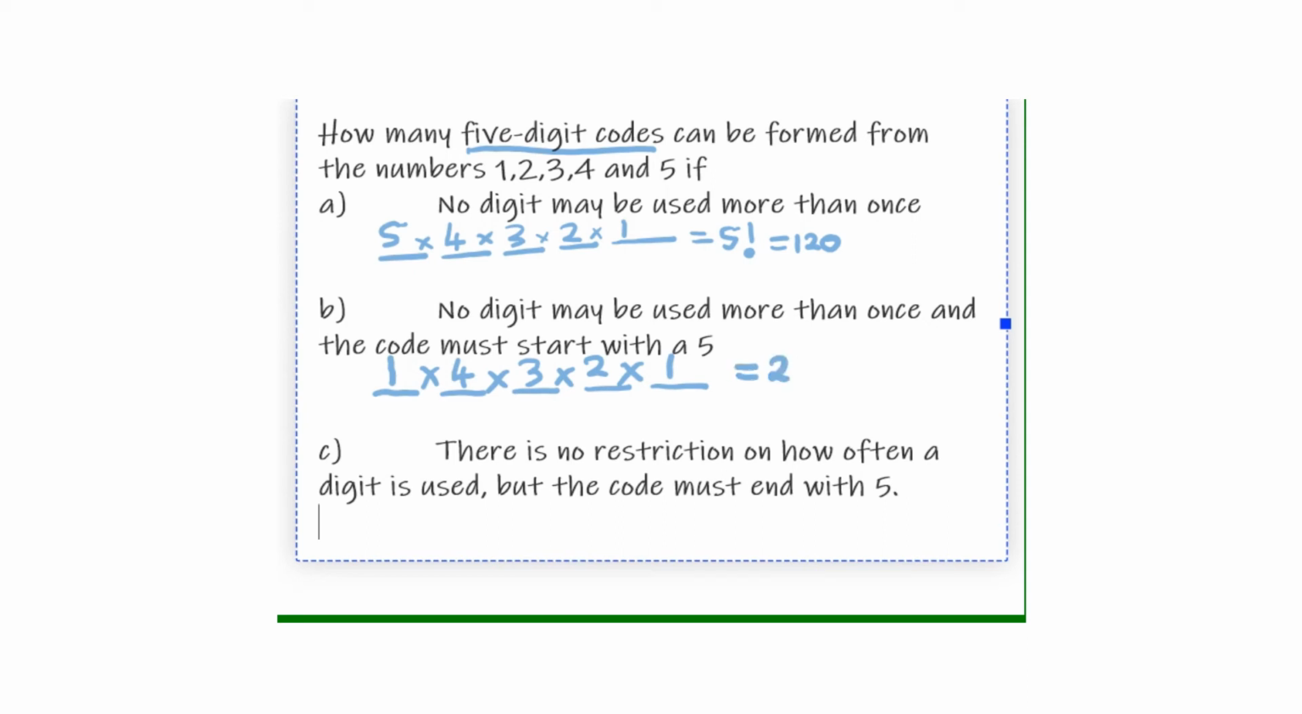and the answer in this case is equal to 24. Now the last question is saying there is no restriction, which means repetition is allowed, on how often a digit is used, but the code must end with a 5. So here, 1, 2, 3, 4, 5. The only restriction is that the code must end with a 5, which therefore means on the last position we can only use one digit, which is a 5, so it's 1.